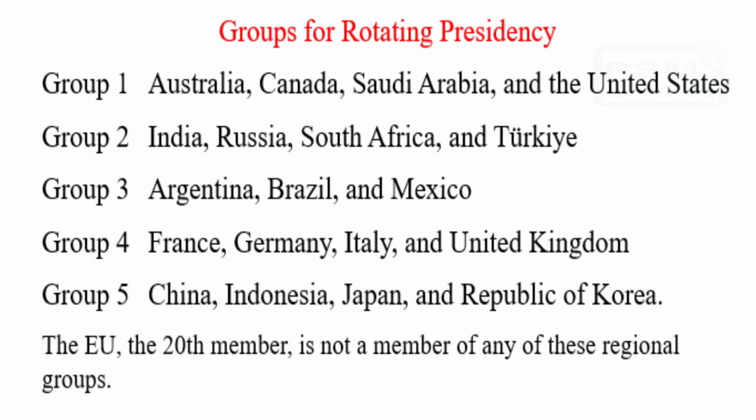Then group 3 comprises Argentina, Brazil, Mexico. Group 4, France, Germany, Italy and United Kingdom. Group 5, China, Indonesia, Japan and Republic of Korea. And as you know, European Union is not in any of these 5 groups. The G20 does not have a permanent secretariat. The country which is currently holding the presidency of the summit is responsible to coordinate, India, as in the case of the 18th summit recently concluded.